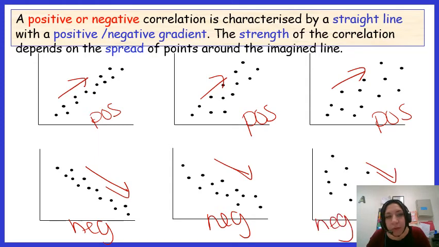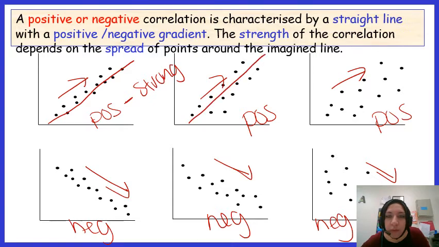What makes the difference between these three is the strength of the relationship. So if we were to put a straight line through these points, if that straight line hits most of the points, or the points are really, really close to that straight line, then we call this a strong relationship. If we put a straight line through these set of points, we see that the points are a little spread out around the line. So this is a weak relationship. And so is this one. Here we have a negative strong relationship.